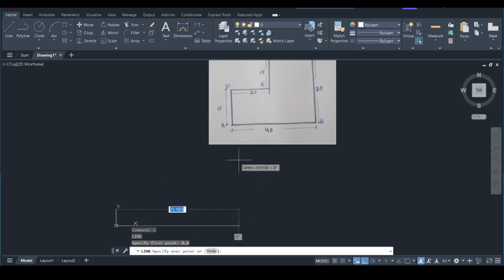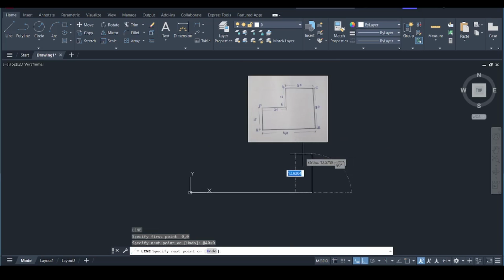So this is along the positive axis, so we take it as a 0 angle. So you have to type 40, and now you have to type the less than symbol. To get the less than symbol, you have to press shift and the button just to the right of the M on your keyboard. After that you have to type the angle. So the angle is 0. Press enter. Now it has been drawn.